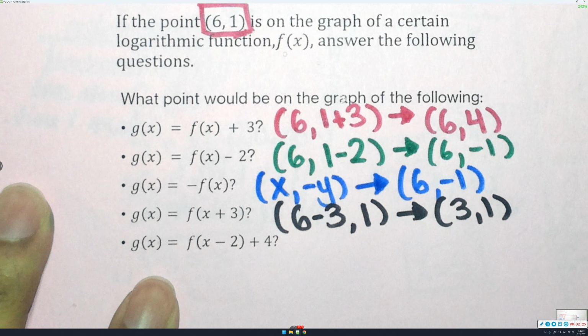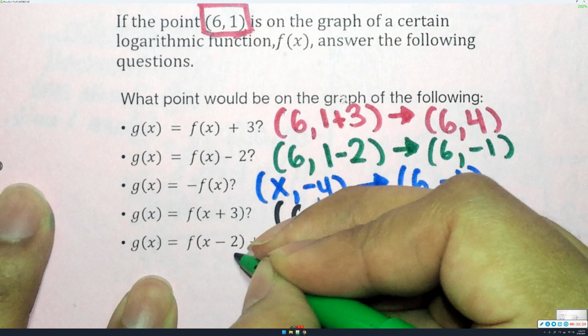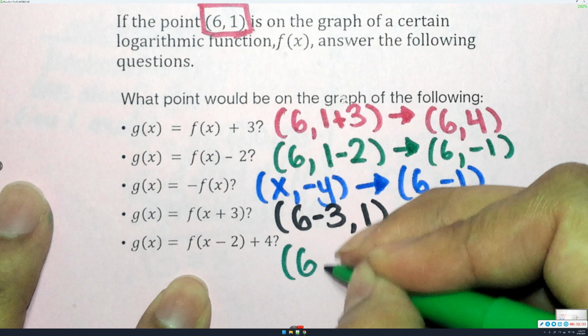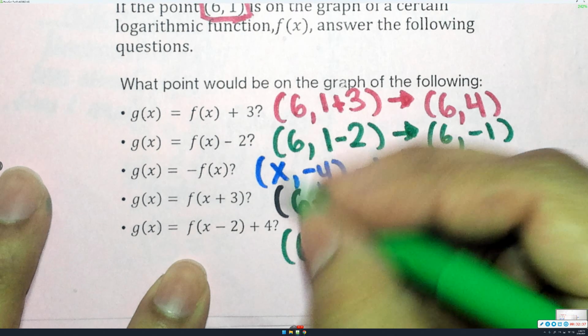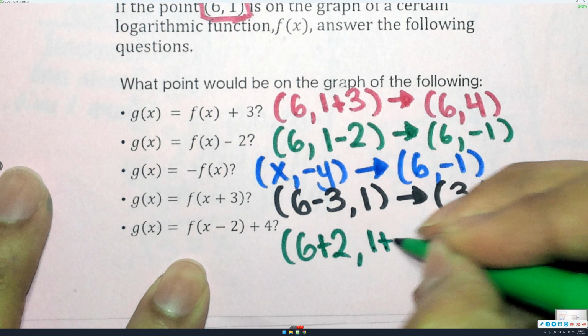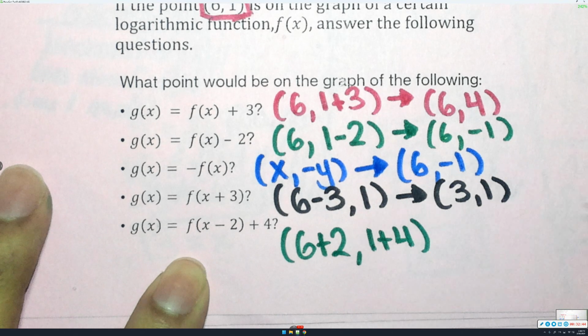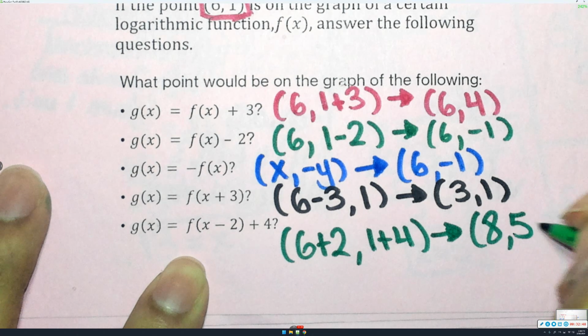And finally, here's the last one. For this one, we have g of x equals f of x minus 2, with the transformation shifting right by 2 and up by 4. So what is that going to turn into? A plus 2, correct? So we have 6 plus 2, and the k value plus 4. It's going to go up by 4. So we have 1 plus 4. We do not change the sign for this one. It's a k value, only the h. So this will turn into (8, 5).